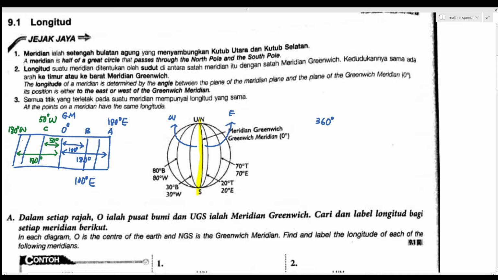Just imagine we fold up this rectangle. These two longitudes will be connected, and that is actually the same longitude. So this is how we identify the longitude. You must determine the angle between the longitude and the Greenwich meridian.